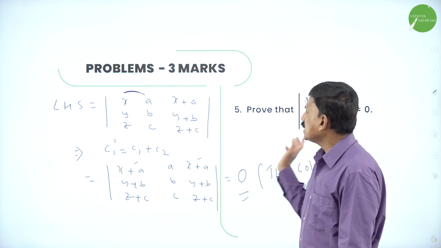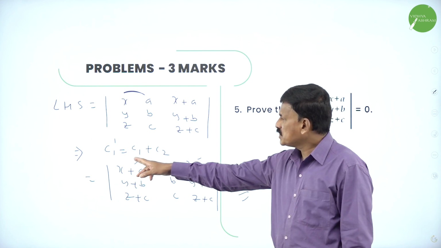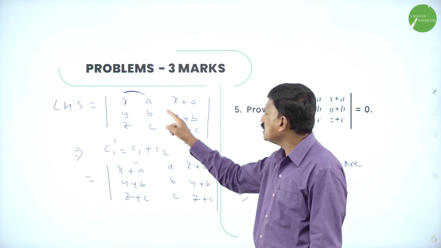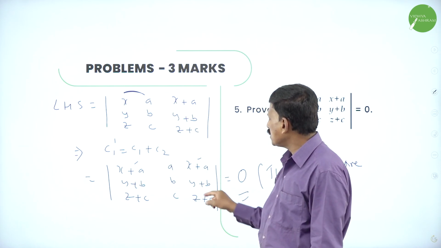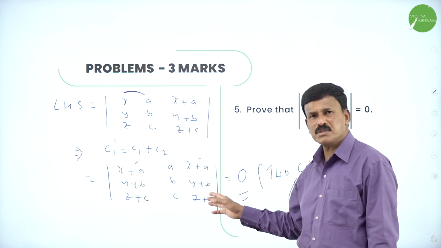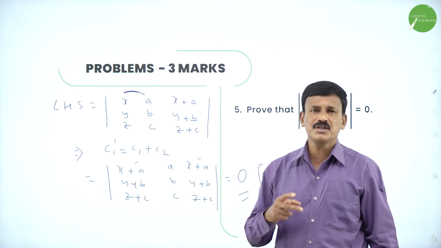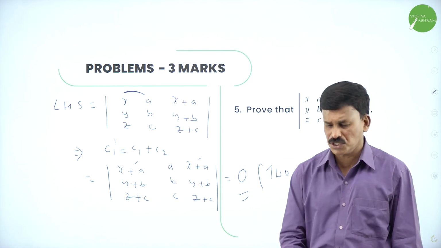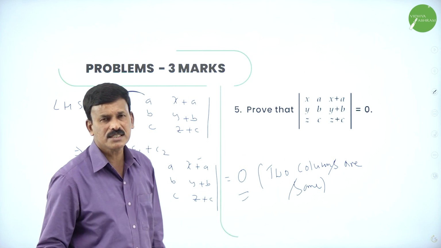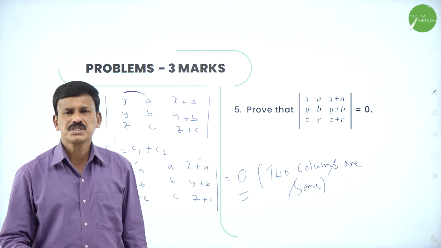See here, taking LHS: x, y, z, a, b, c, x plus a, y plus b, z plus c. So, taking C1 dash is equal to C1 plus C2, add this: x plus a, y plus b, z plus c; a, b, c as it is; x plus a, y plus b, z plus c as it is. Observe carefully. First column: x plus a, y plus b, z plus c. Third column: x plus a, y plus b, z plus c. First and third columns are the same. If two rows or two columns are the same, according to the property, the value of a determinant is equal to 0. Therefore this is equal to 0 because the first and third columns are the same. That's all. Very simple. Within 2 steps, you will get the answer.